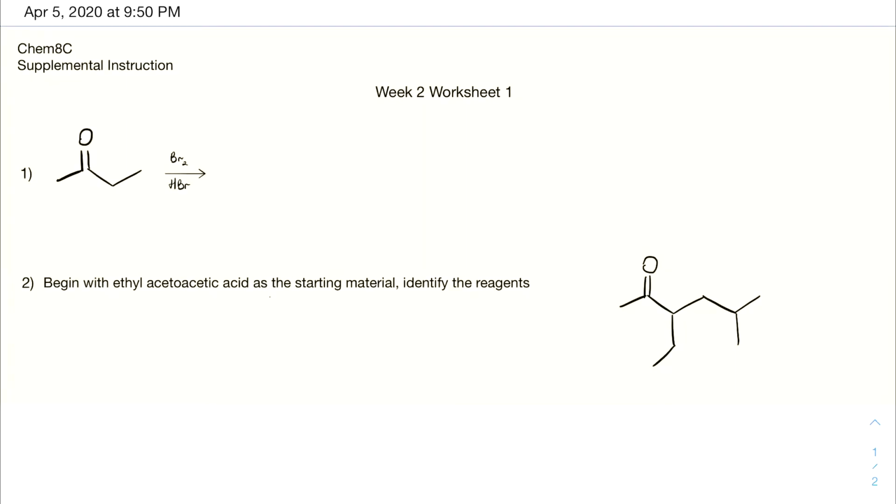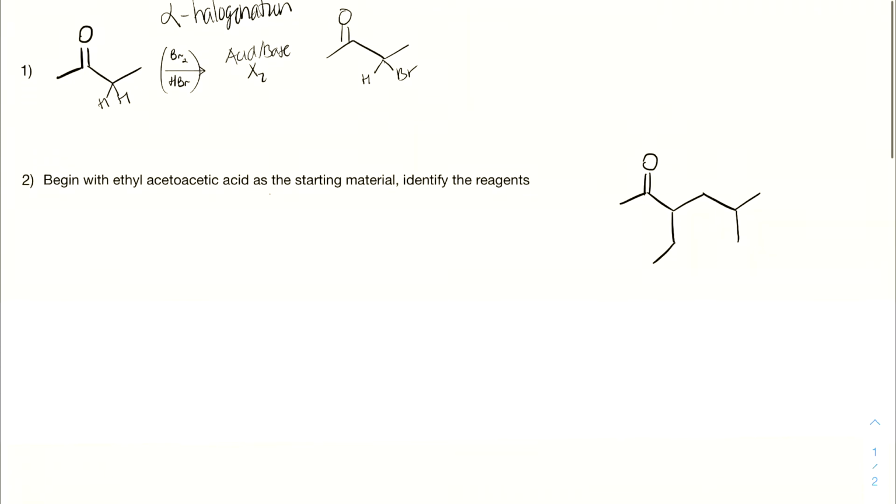Okay, so the first thing we're going to go over is this problem here. Anytime you see an acid or a base with a halogen times 2, such as this, you have alpha-halogenation. And in alpha-halogenation, all you're doing is replacing one of the alpha hydrogens with whatever halogen is in the reagent. So in this case, we have Br2. To get straight to your answer, you just replace one of those alpha hydrogens with a Br.